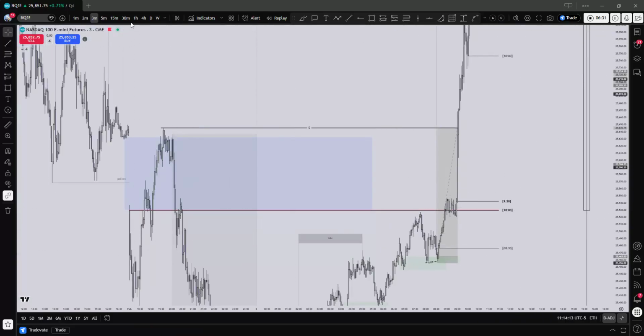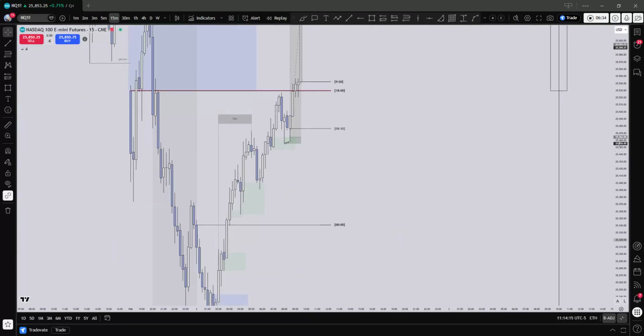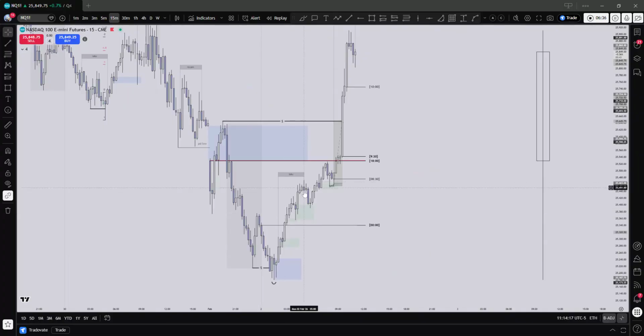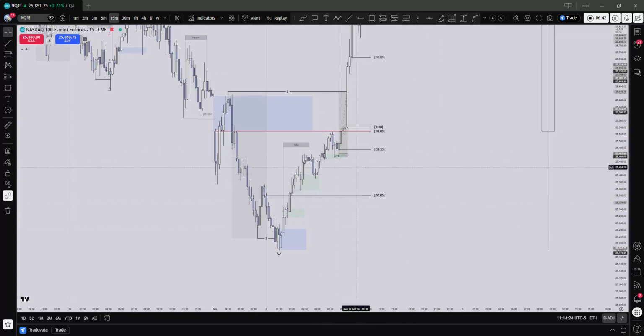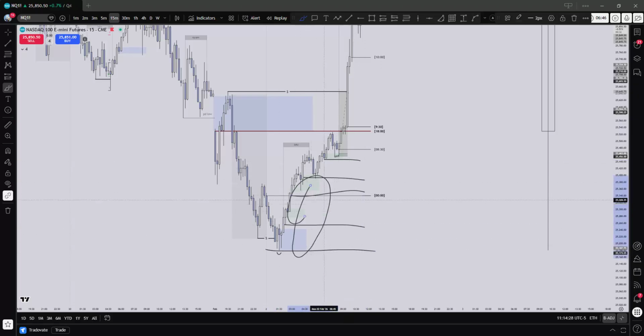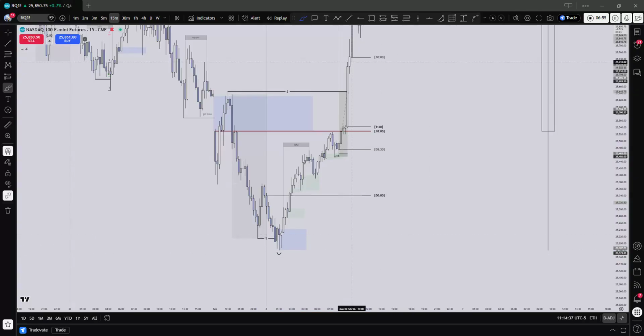Now, to take continuations as well, you need a very clear DOL. For example, for me, given the structure that we were building right here, there's no chance for us to manipulate in any direction without it being the trade of the day. For example, if we manipulate to the downside, took out all of these lows, and inversed all of these and invalidated all of these PD arrays, then I would have tried to take short somewhere up here to target this low.